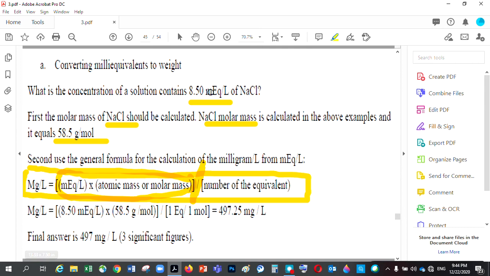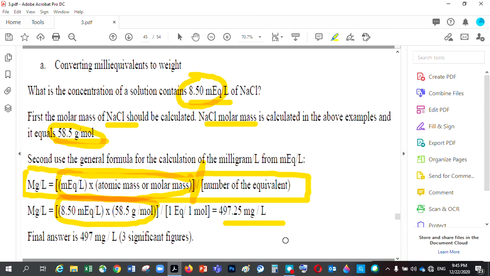So I have 8.50 milliequivalent, correct? And then multiply by the molar mass. This is the molar mass, and this is the number of milliequivalent. So this is the first one, correct? And 1 equivalent per 1 mole, correct? For the whole molecule, sodium is 1 and chlorine is 1. 1 equivalent per 1 mole, it gives you this amount, correct?